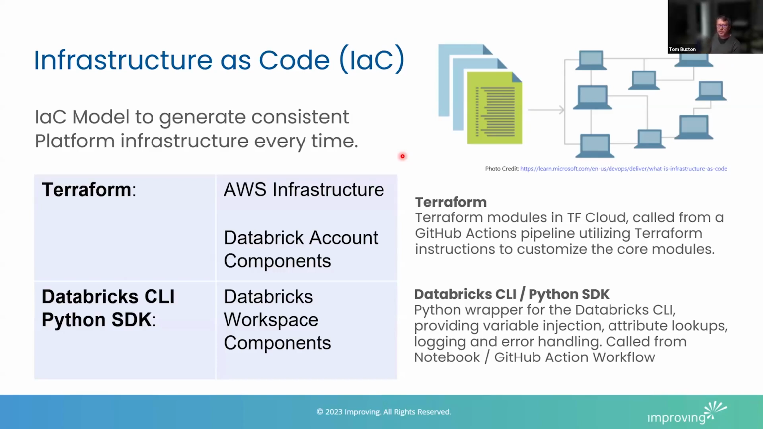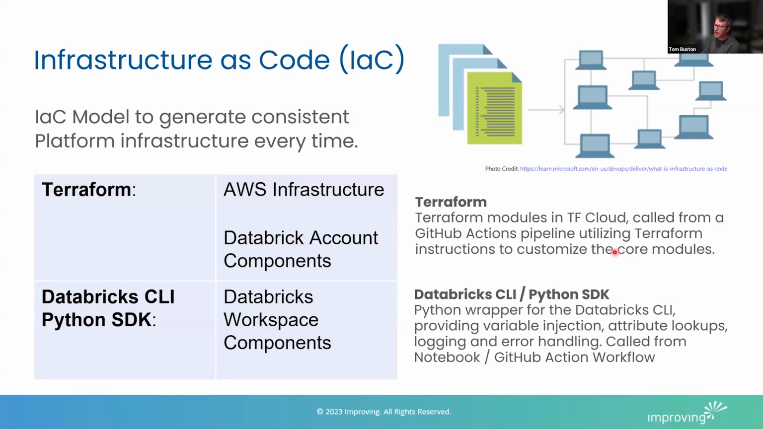So the handoff between those is, for Terraform, it's building our hub and spoke infrastructure that we talked about already. It builds the IAM roles and policies, the S3 buckets. It builds the workspaces, and it builds the account components such as the functional groups, the role groups, service principals, and database secrets. The handoff is then to the Databricks CLI.